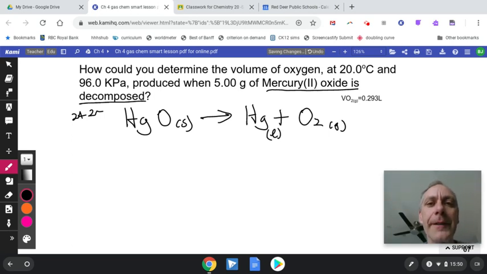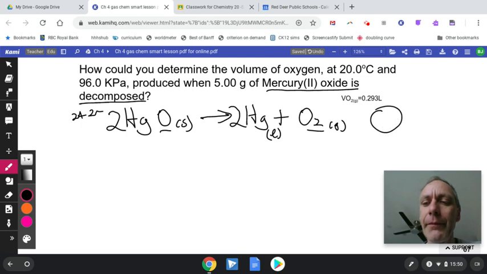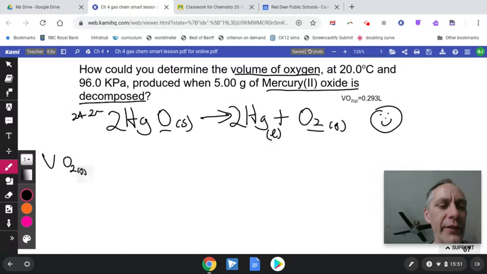So now we need to balance it. So I've got 1 mercury, 2 oxygen on the right, 1 on the left. So I need to put a 2 in front of that, which means a 2 in front of that. And now we have a balanced chemical equation. Yay. Okay. What are we doing here? So we are looking for the volume of oxygen. So I'm just going to write volume of oxygen gas.